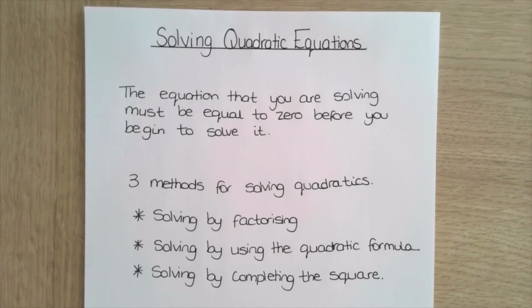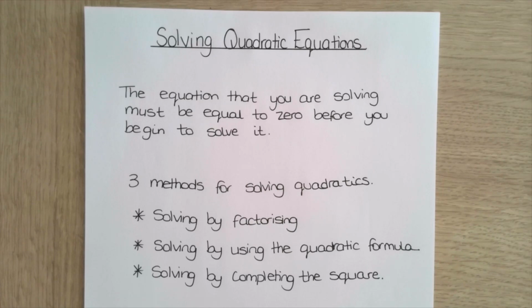Now in the GCSE exam they may ask you for a specific method. They may say solve by factorising, solve by quadratic formula, or solve by completing the square, or they may say solve, give your answers to 2 decimal places. Well, if it asks you to give your answer to either 2 decimal places or 3 significant figures, or something that suggests there will be a decimal, they are actually saying in there that you need to either use the quadratic formula or solve by completing the square.